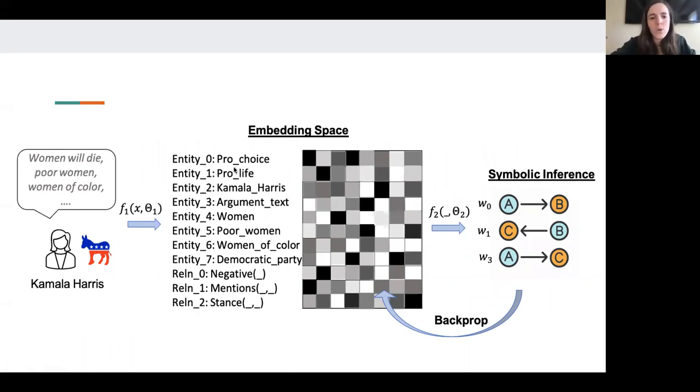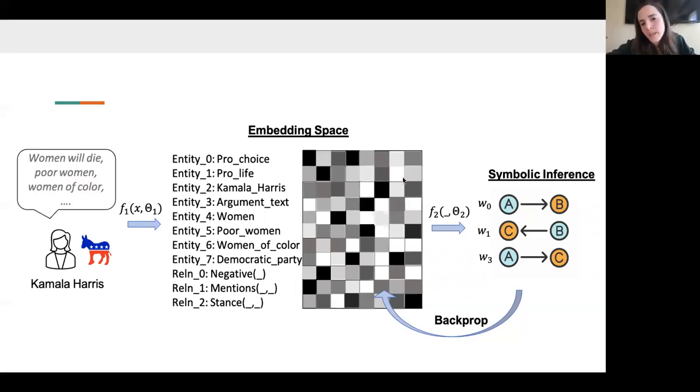So let's say we're going to model the stance, the two possible stances, pro-choice and pro-life. We're going to model the user. We're going to model the text. Then the entities that are being mentioned, women, pro-women, women of color, Democratic Party, and then a bunch of relations that we might want to model there. So, are they talking about this issue in a negative or in a positive way? What types of entities are they mentioning? What is the stance that they're taking?